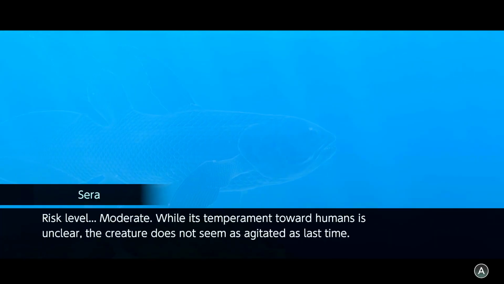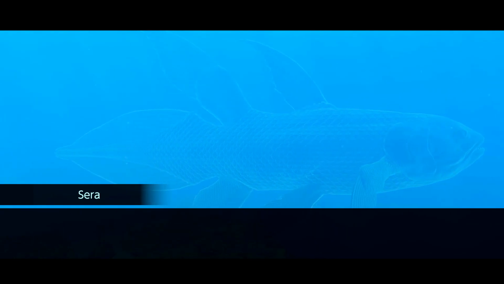Risk level, moderate. While its temperament toward humans is unclear, the creature does not seem as agitated as last time.